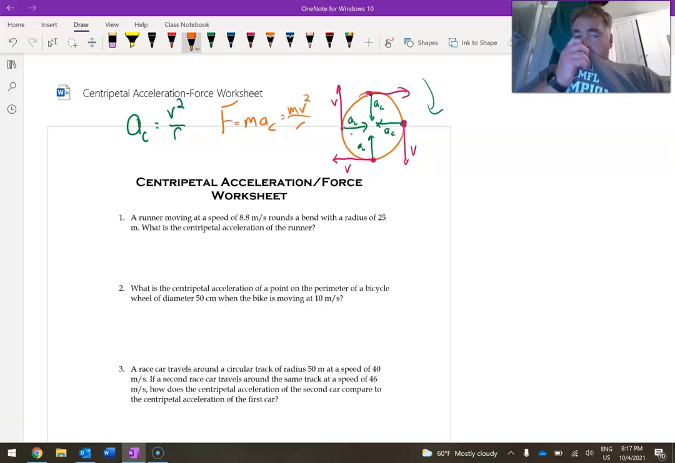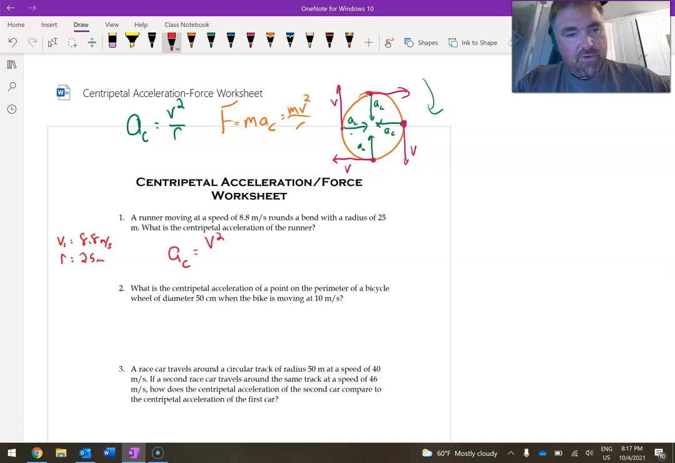So if we look at our first one here, it says a runner moving at a speed of 8.8 meters per second rounds a bend with a radius of 25 meters. What's the centripetal acceleration? So again, we'll start with guessing. So we know our velocity is going to be 8.8 meters per second, and our radius here is going to be 25 meters. So if I want to find centripetal acceleration, it is v squared over r.